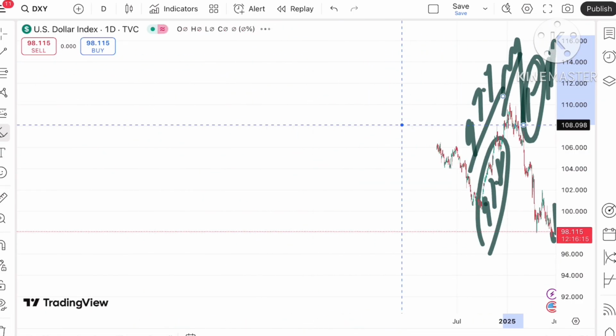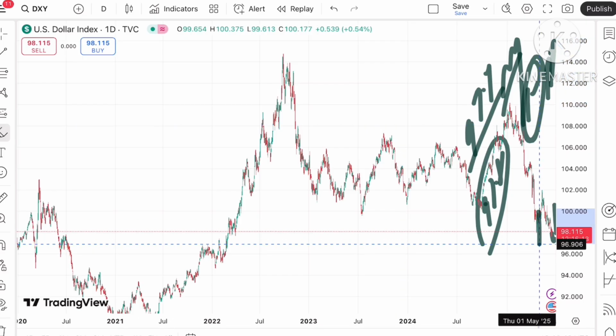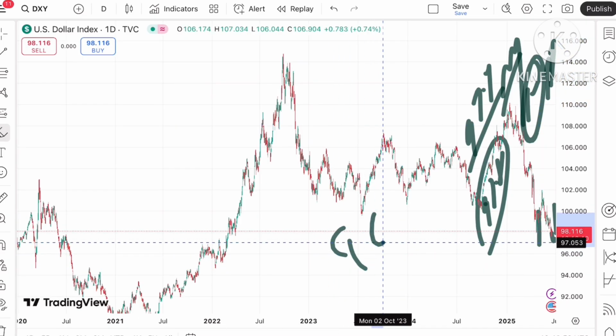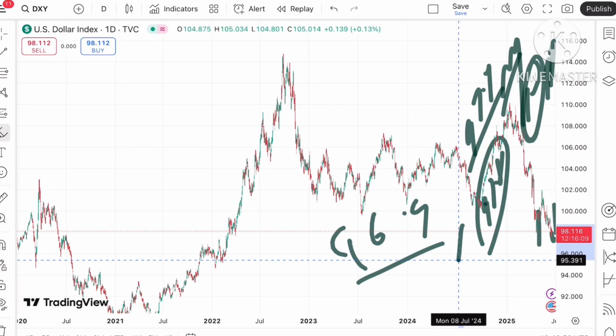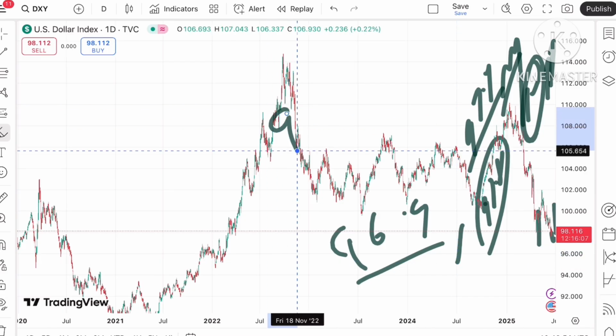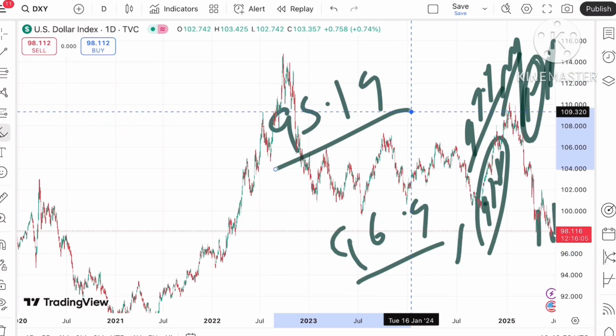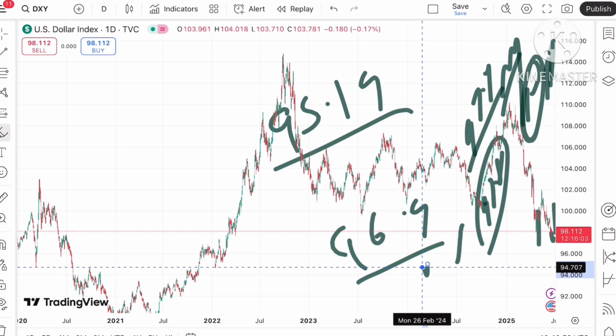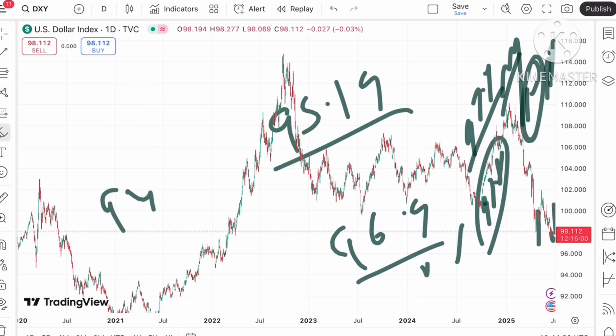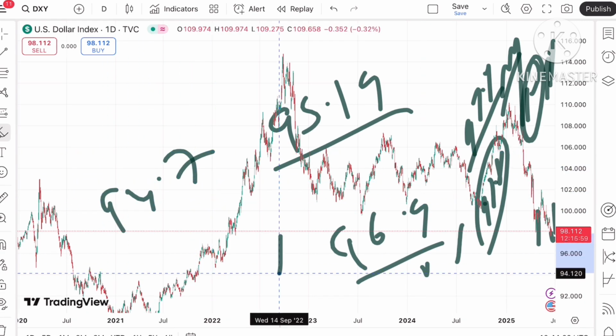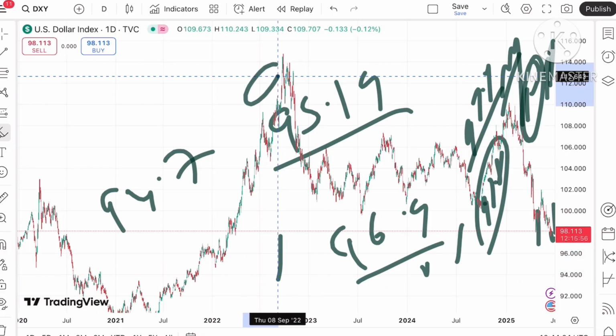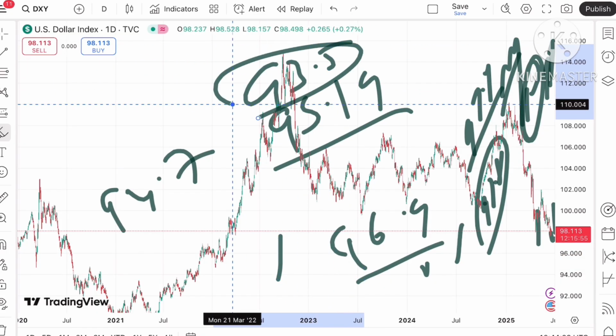So we can see the price can come down, and chances are high it can touch a level of around 96.9, and if the price falls below that particular level, chance of touching 95.19 we can see. Okay, and if that doesn't sustain, a further fall we can see towards 94.7. Okay, and if the price goes below that particular level, chance of touching 93.5 will be there.